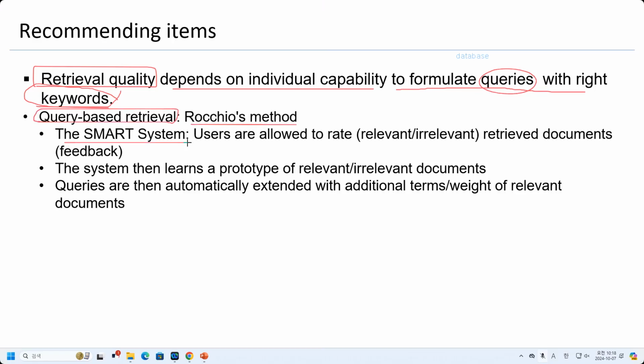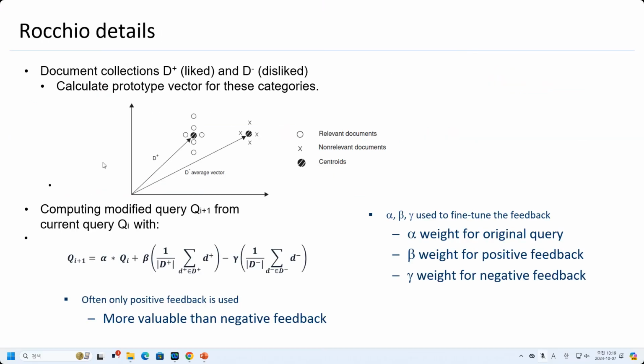So using the smart system means we would like to have users rate whether the retrieved documents are relevant or irrelevant. The system then learns a prototype of relevant or irrelevant documents, and the queries are then automatically extended with additional terms or weight of the relevant documents. So I think it's better to look at the examples.